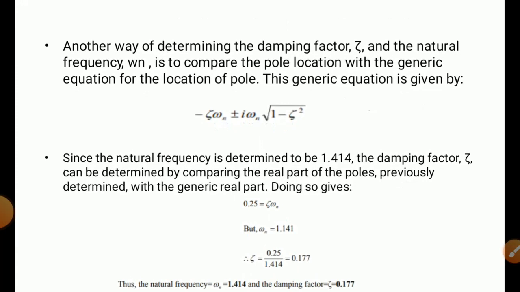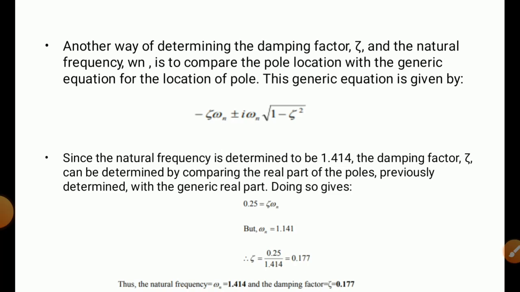Now another way of determining the damping factor zeta and the natural frequency omega n is to compare the pole location with the generic equation for the location of the pole. This generic equation is given now: minus zeta omega n plus or minus i omega n under root of 1 minus zeta square. This is the generic equation. Since the natural frequency is determined to be 1.414, the damping factor zeta can be determined by comparing the real part of the poles previously determined with the generic real part.